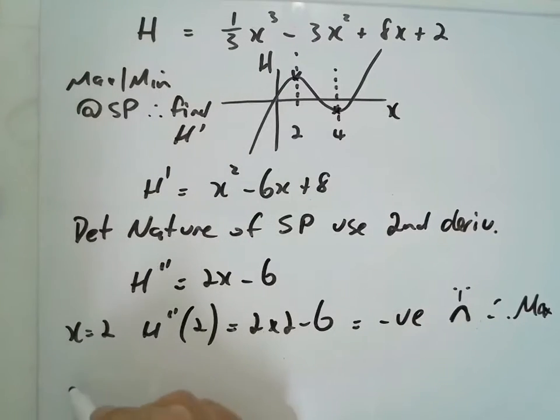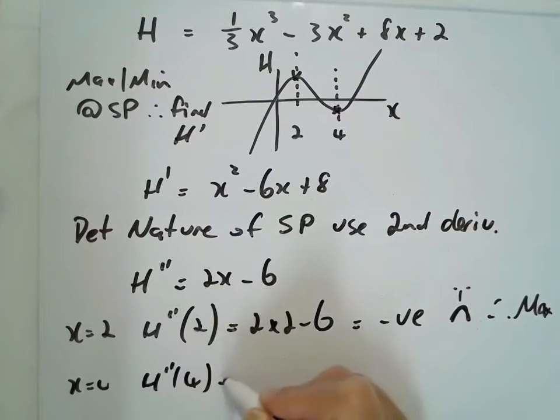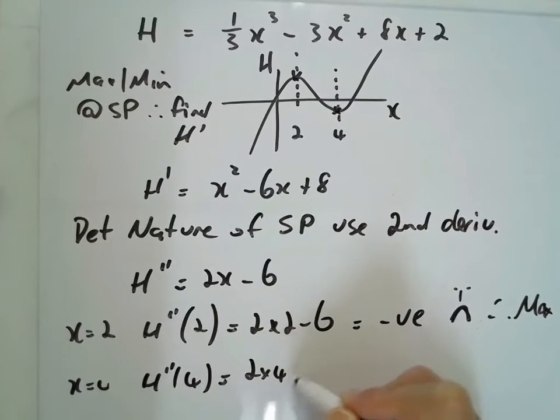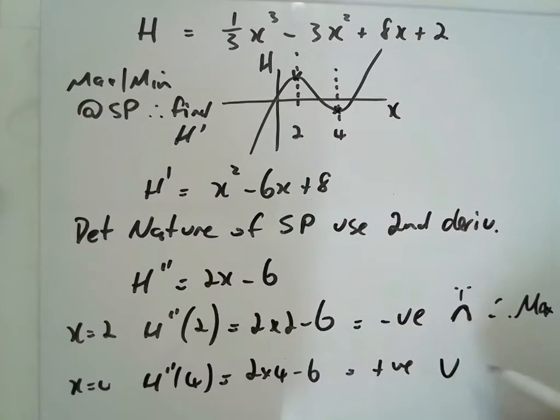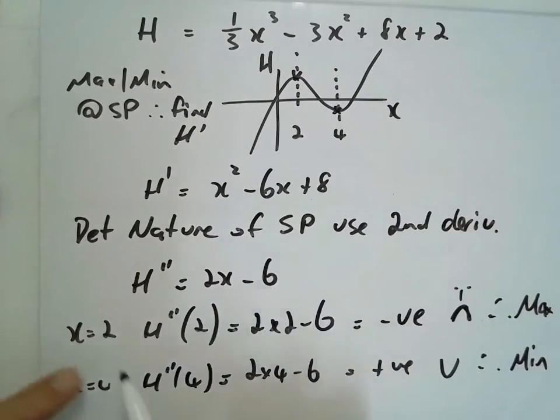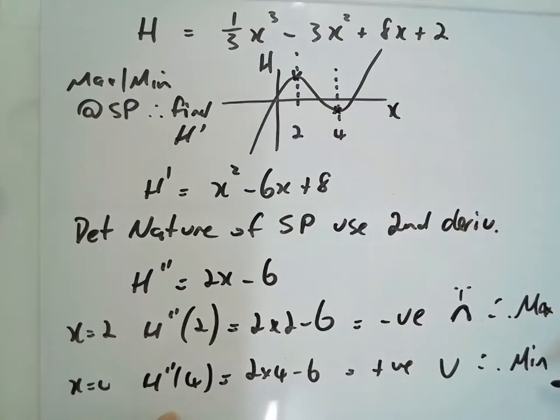And where x equals 4, we get 2 times 4 minus 6. 2 4s are 8 minus 6. Positive, we get a smile. Smile has a minimum. So that's our mathematical justification that the 2 is a maximum and the 4 is a minimum. Okay?